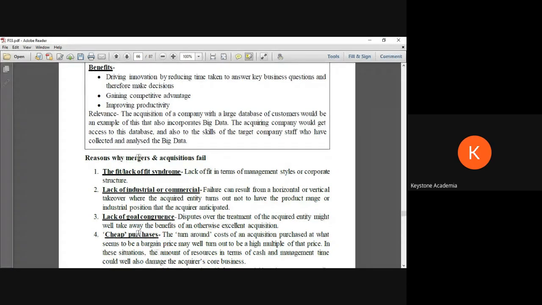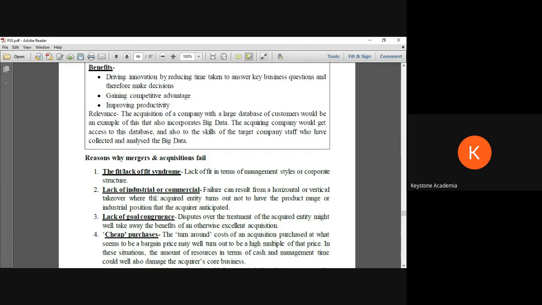All right. Then what are the reasons why mergers and acquisitions usually fail? Some of them are the lack of fit syndrome. Lack of fit can be that everything looks good on paper, but the management style, the corporate structure, and the way of working differ, and some companies are more ethical while others are not. That may be the reason.